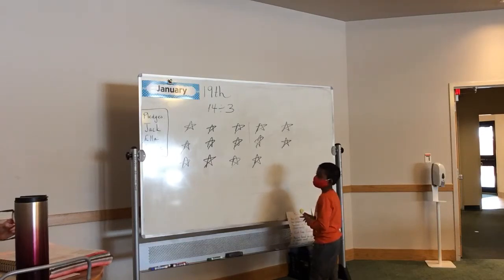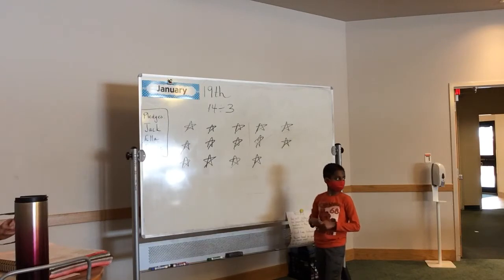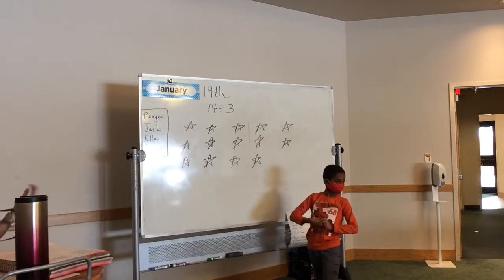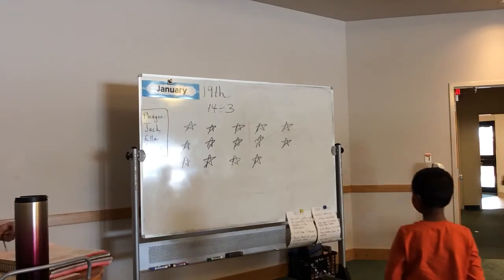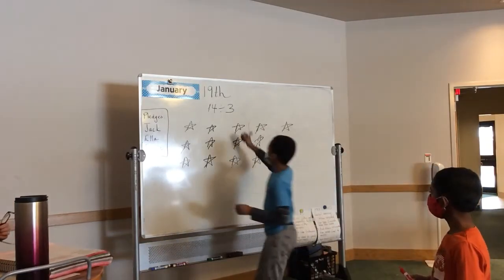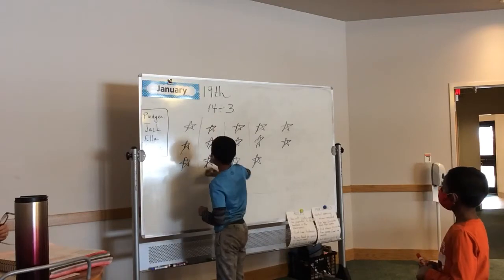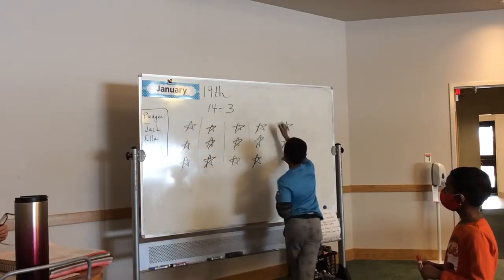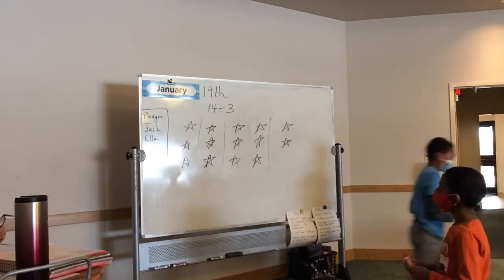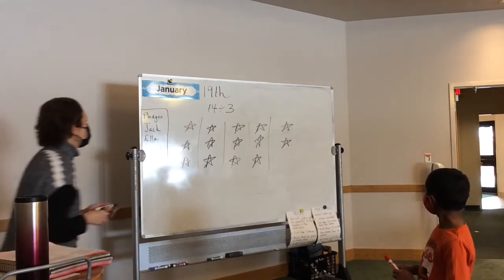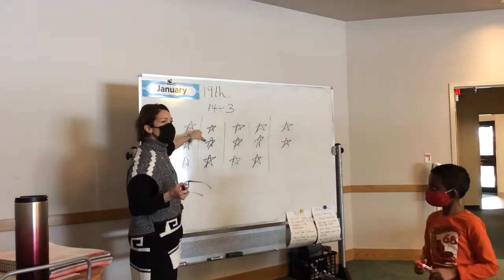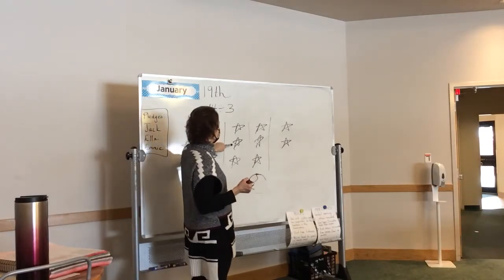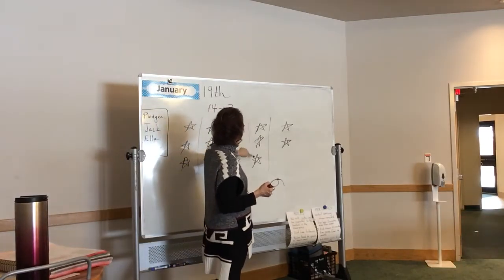Who would like to help him? Jeremiah. Move this way. Beautiful. You see that? So how many stars are there? Count with me. 1, 2, 3, 4, 5, 6, 7, 8, 9, 10, 11, 12.